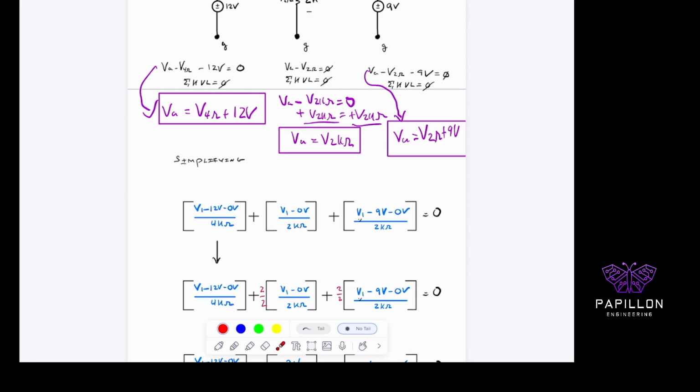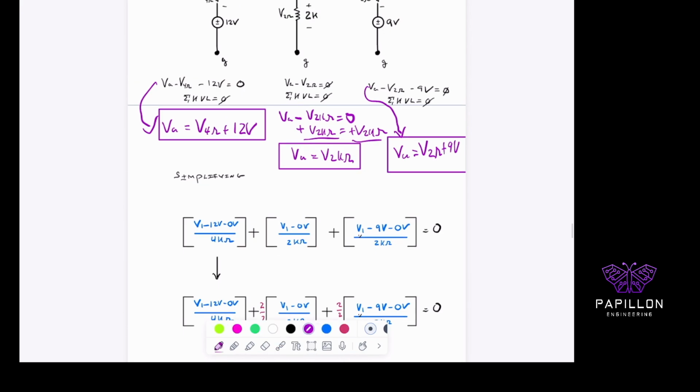So when we look at this, again, we have 3 branches. So I expect 3 pieces of my equation. I'm going to have my potential V1 minus the 12 volts minus 0 all over 4K gives me back a current value, right? And then this one's straightforward, V1 minus 0 over 2K. And by the way, I don't write the 0 at all. I'm just showing this from a practical standpoint and how this actually develops. And again, that's from a potential difference.